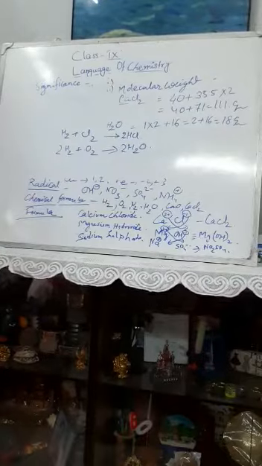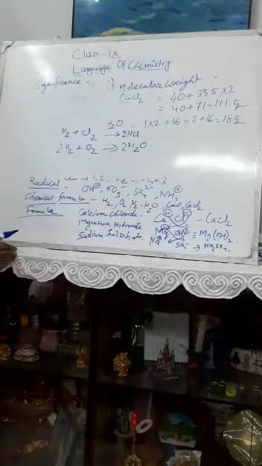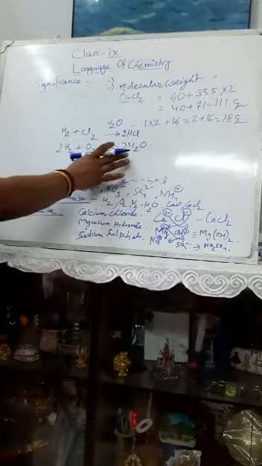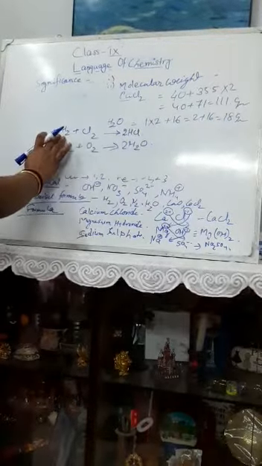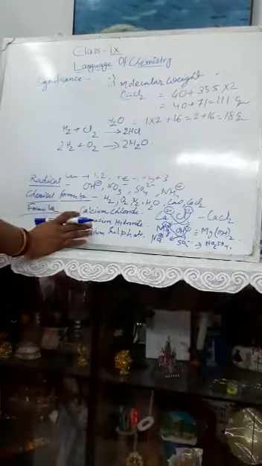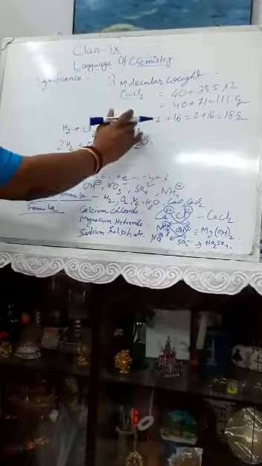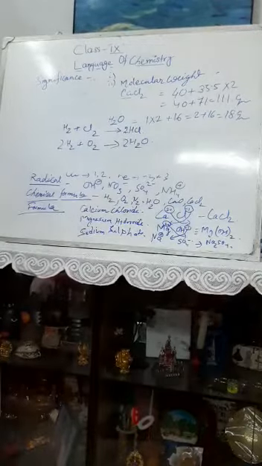So many different types of equations are there. I will not be telling you about those reactions. I will only tell you how you can write the chemical equation. To write the chemical equation, you need the formula or the symbol, and what the reactants are and what the products are, and in this way you can write the chemical equations.